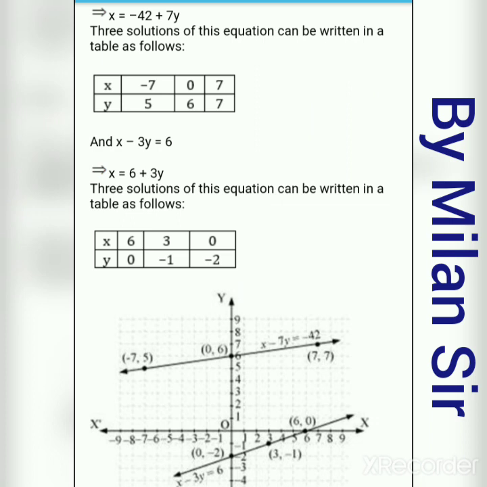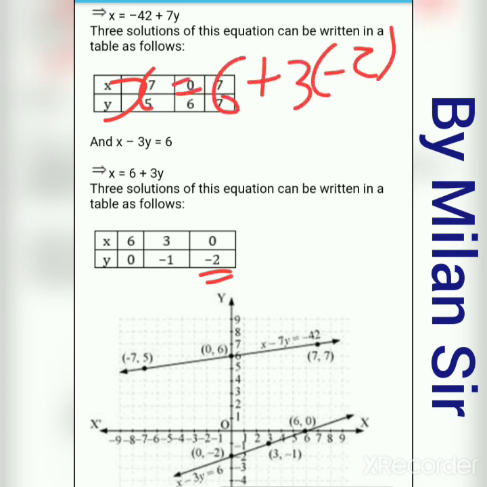Then the third value, y is equal to minus 2. So x is equal to 6 plus 3 into minus 2. So 6 plus minus minus, 3 twos are 6, 6 minus 6 is 0. So x is equal to 0. So here too we get 3 points, right? Now we start to draw the graph by using these points.